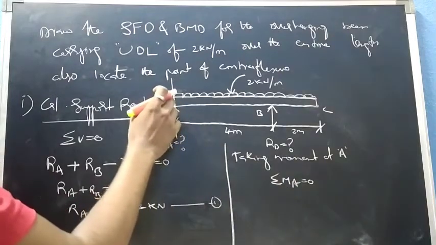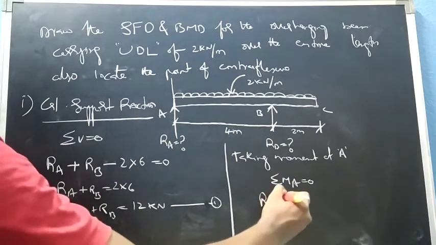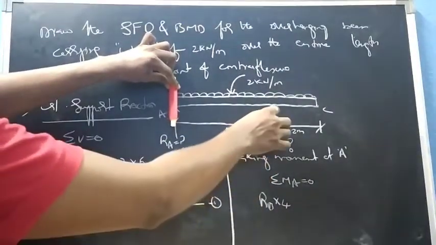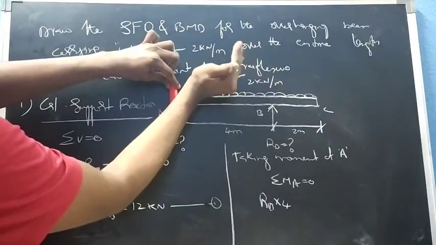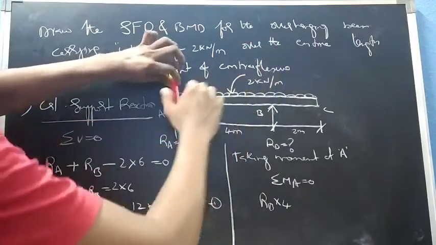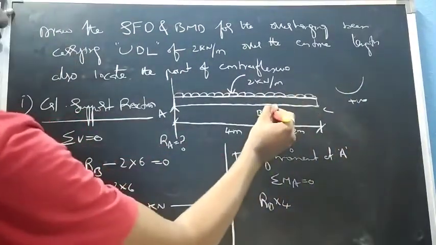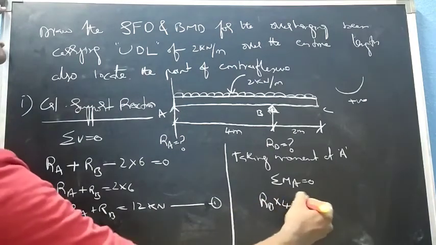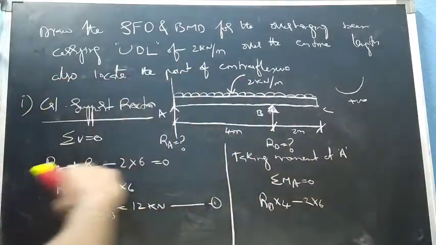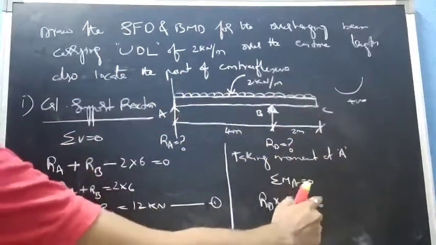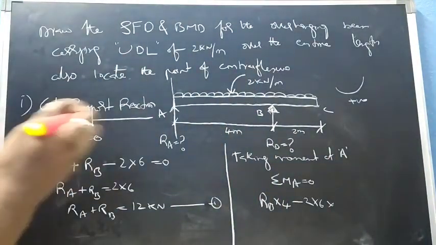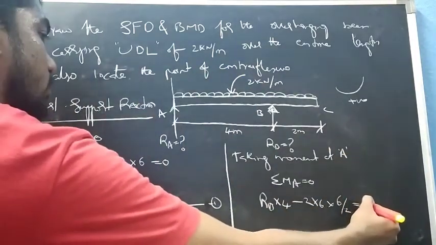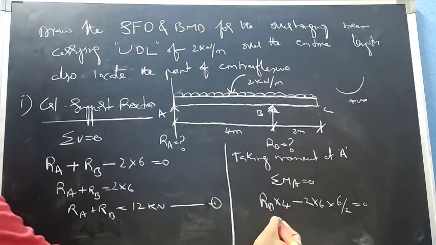From here we can write RB into 4, because it is positive, because it is making the beam sag, right? It is going to sag, that means it will create a smile kind of symbol, that is positive. So this load will make this beam sag, that's why we take positive. So RB into 4 minus 2 into 6, that is acting upon the entire span, and the UDL will act at the middle. So the middle of the span will be 6 divided by 2, and that should be equal to 0.